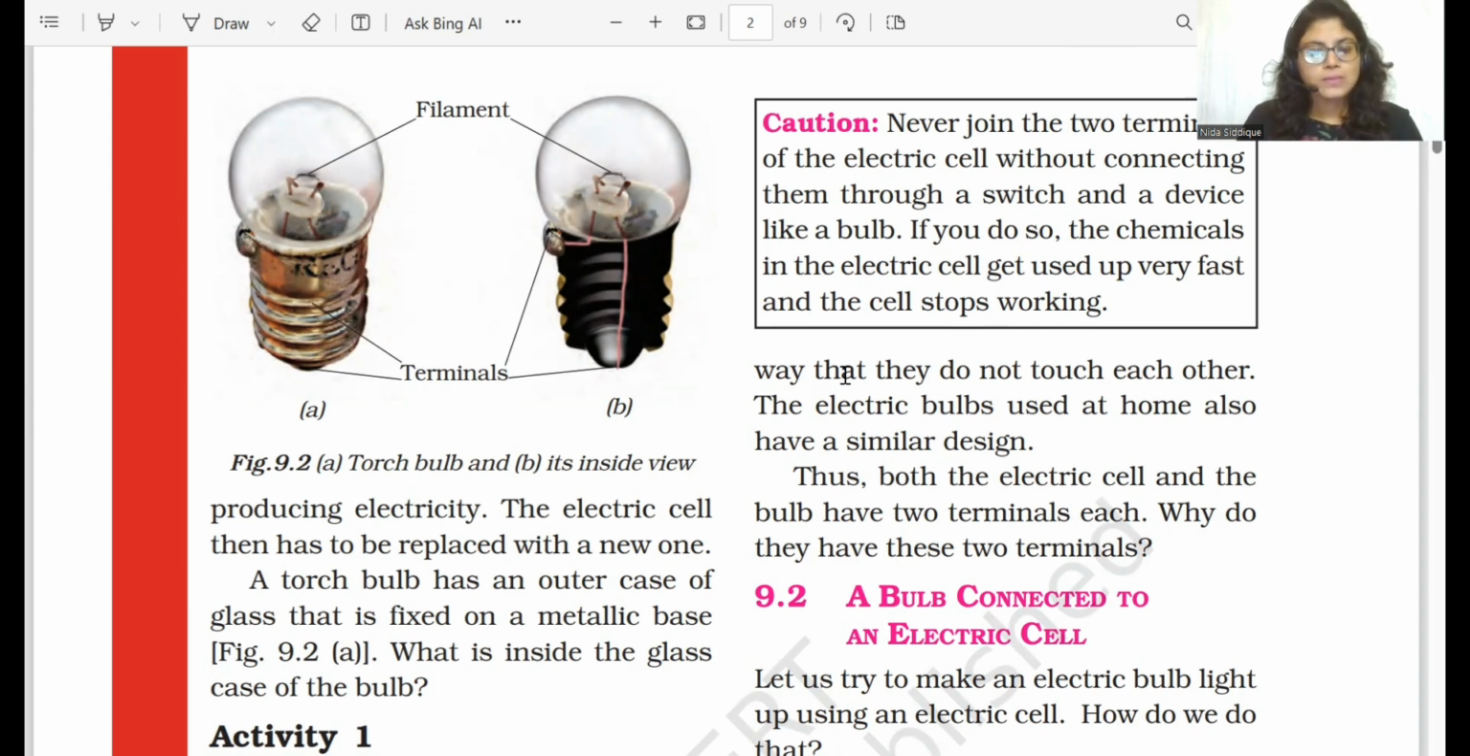So you must have observed a torch bulb. This is a torch bulb. We are talking about the bulb only, not the whole torch. That torch bulb has an outer case of glass. This is the outer case of glass, and it is fixed on a metallic base. This is the metallic base, and the glass is fixed on top of it. Now, what is inside this glass case of the bulb?